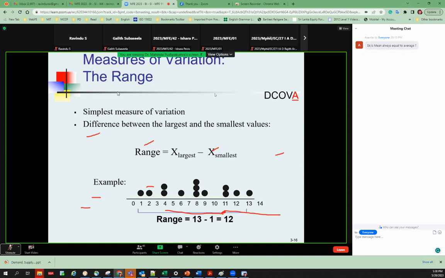Then the range is a very simple measure. It is the difference between the largest and smallest. In this example, the minimum value is 1, the maximum value is 13, then the range is 12.